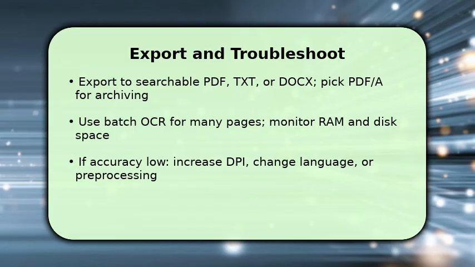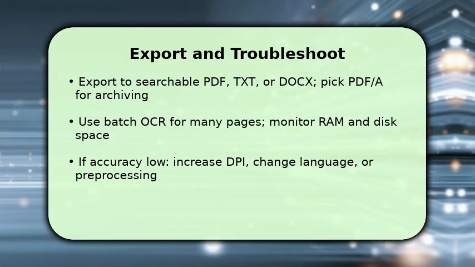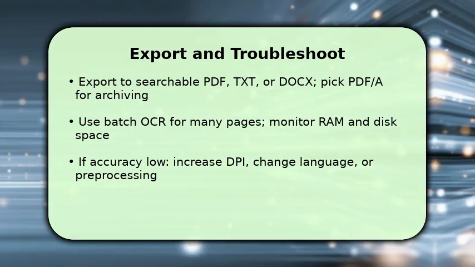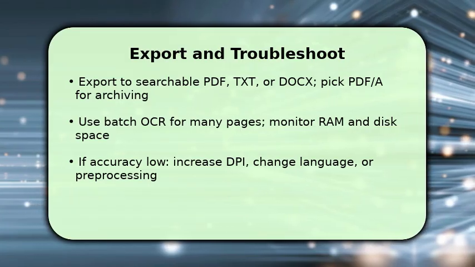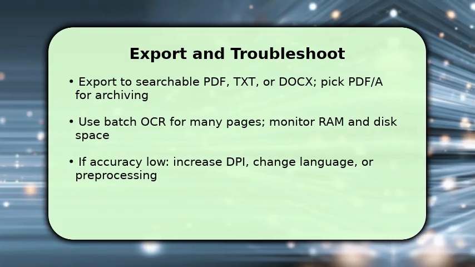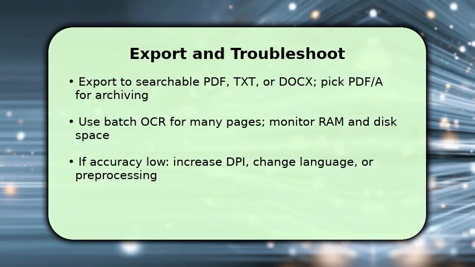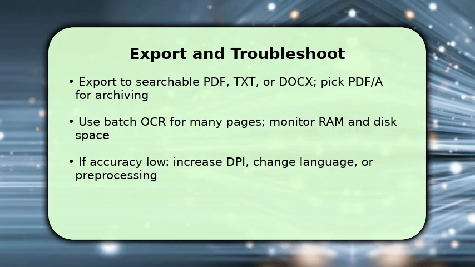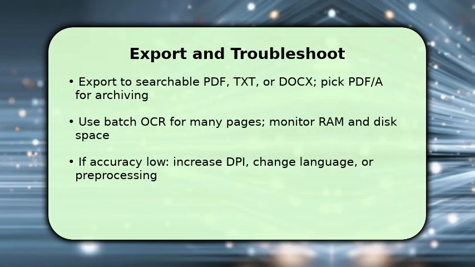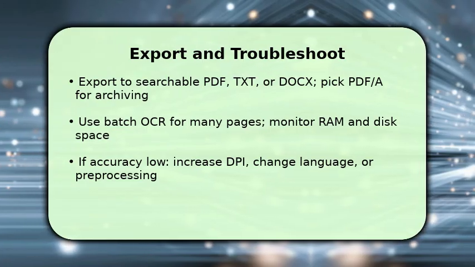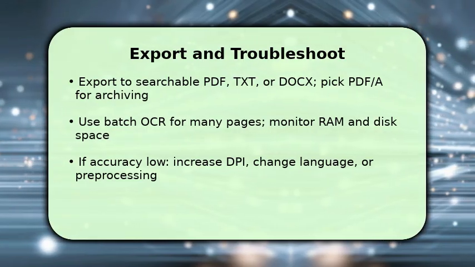If you have many files, use batch OCR and check system memory. Processes can be heavy. Once done, verify exported text and file names, then save profiles for repeated use. If things go wrong, rerun OCR after raising DPI, switching OCR language, or applying stronger preprocessing like contrast and despeckle.